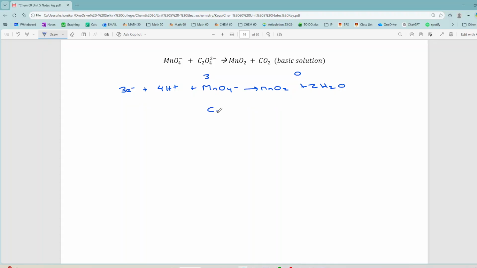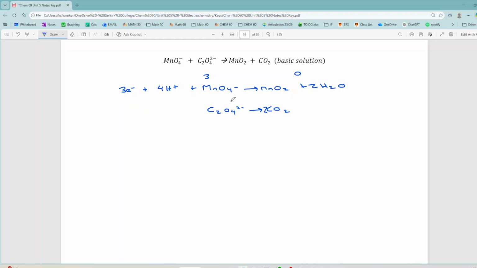Then I'm going to work on my C2O4 2 minus going to CO2. I'm going to start off by balancing my majors. So I have 2 C's on the left, so I'm going to add a 2 on the right. And then I'm going to balance my oxygens. I have 4 oxygens on the left, and I have 4 oxygens on the right. Another gift. So I don't have to worry about oxygens, and I don't have to worry about hydrogens.